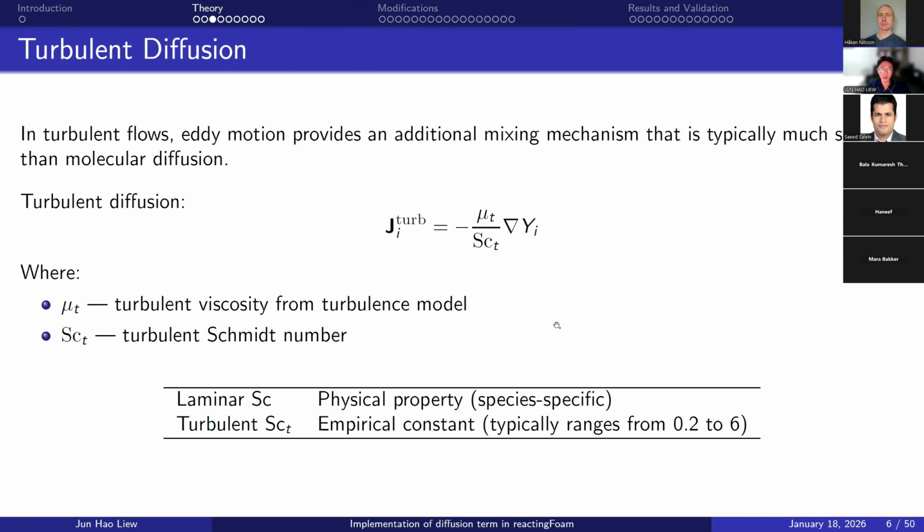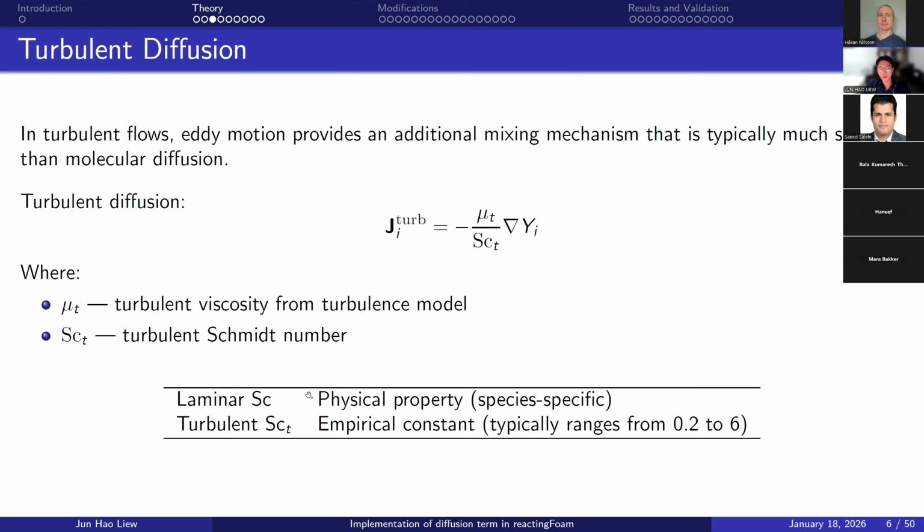Then I'm going to introduce turbulent diffusion. In turbulent flows, the eddy motion provides additional mixing. In other words, turbulent flows cause more diffusion and enhance the mixing overall. This turbulent diffusion is typically much stronger than the molecular diffusion. We have the same formula here, but we use the turbulent viscosity from the turbulence model, and Sc_t stands for the turbulent Schmidt number.